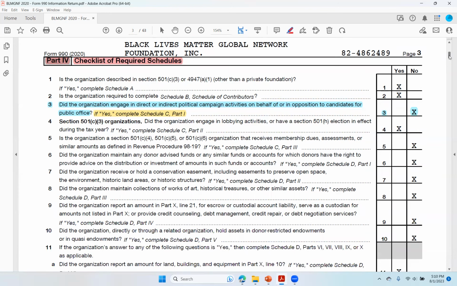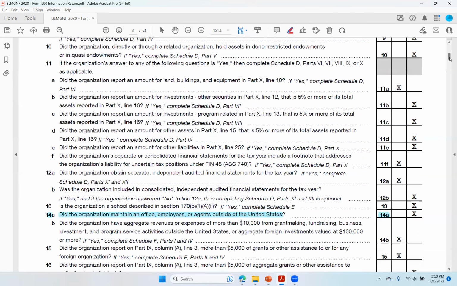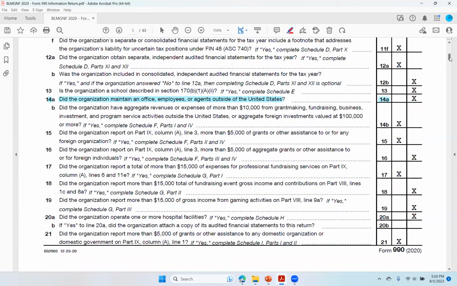The next red flag that I identified is on line 14A. 14A asked the question, did the organization maintain an office, employees, or agents outside of the United States? The answer they provided is no, but that is not correct. The Black Lives Matter Global Network Foundation has an office in Toronto, Canada. They spent $6 million on a mansion to provide office space for the team and for the team to host retreats. So the answer to that question should have been yes.